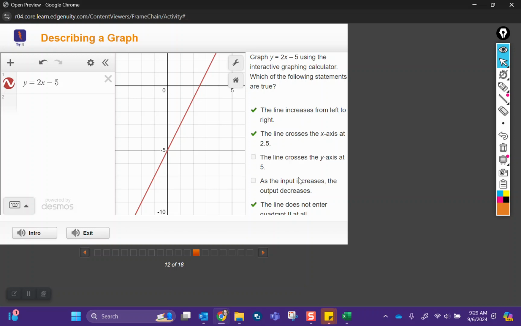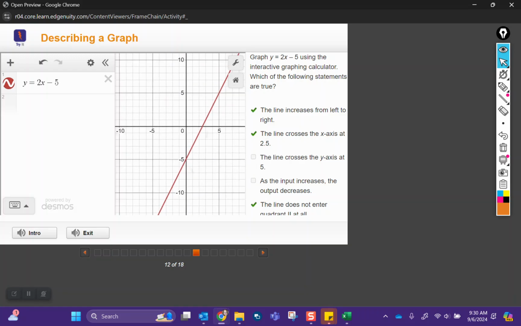And you're always going to ask yourself, as the x's increase, what do the y's do? If the y's are increasing, then that's what we say about the line. If the y's are decreasing, then that's what we say about the line. So if you're going to say it increases from left to right, then we definitely cannot say that. The line does not enter quadrant 2 at all.